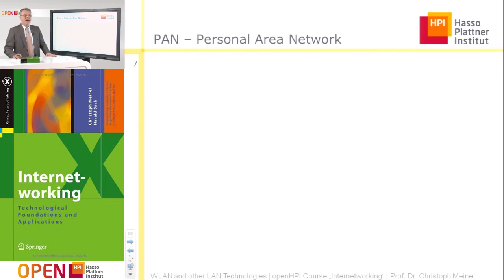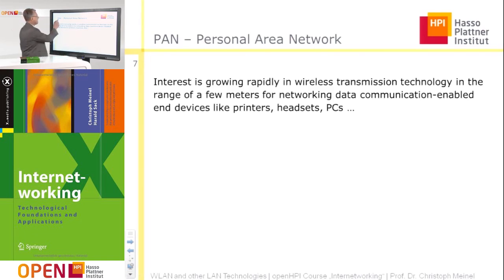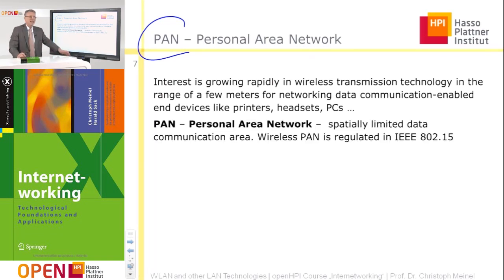Besides the wireless local area networks, such personal area networks, such PANs, become more and more popular. And the idea here is that people want to interconnect, want to use such wireless technology in their home, in a room, to interconnect within a distance of a few meters. For example, the laptop with a device like a printer or a headset or a PC or others. So to create networks in a very close surrounding. And in this case, one speaks of a personal area network with a spatially limited data communication area.